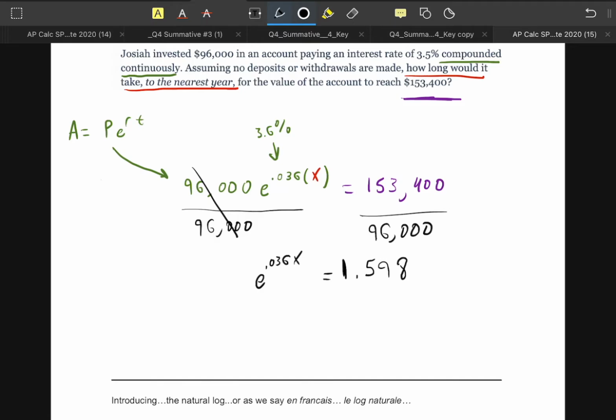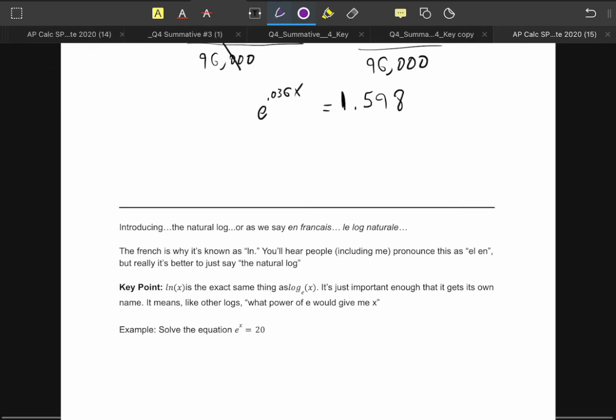So what I'm going to do is introduce you to something called the natural log. The natural log, or as we say in French, the log naturel, right? And that's why we have this ln. It comes from the French. That's why it doesn't say nl. It says ln, just like it would in Spanish, right? The adjective is in the opposite order of how we typically do in English. And so you'll hear even me sloppily pronounce this as ln, but it's really better to just say the natural log. And so this phrase right here, the natural log of x, what is it?